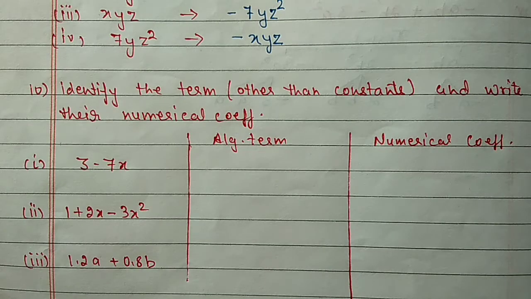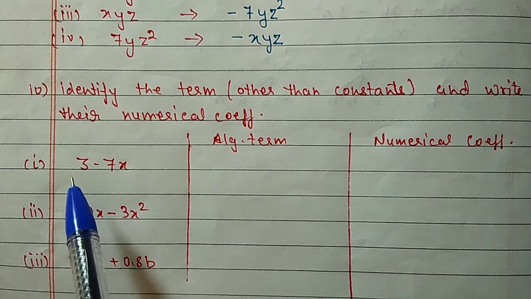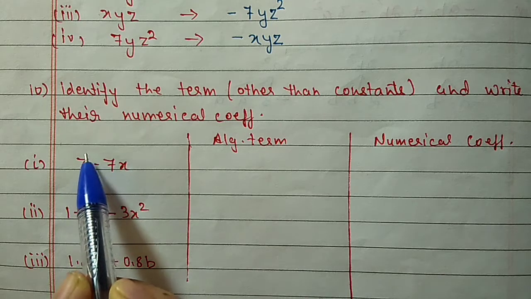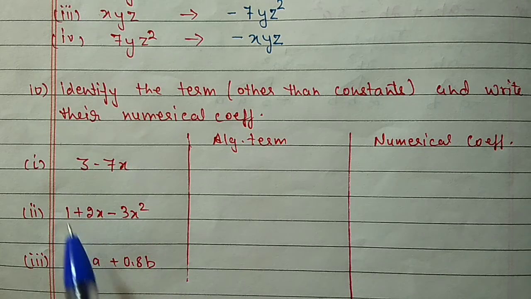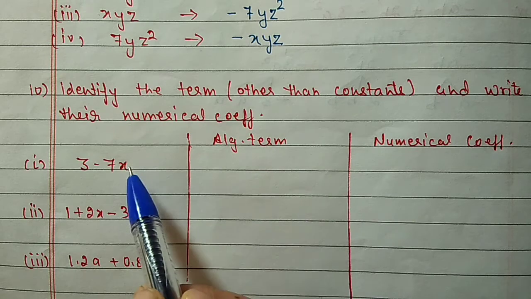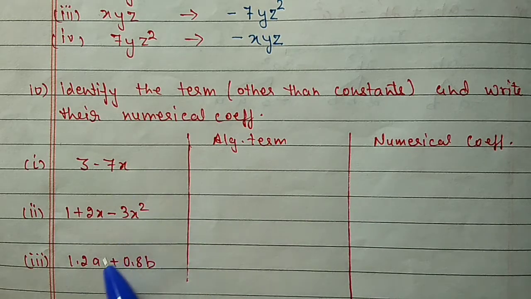Next, question number 10. Identify the term other than constant and write their numerical coefficient. Other than constant means this constant term which is not multiplied with any variable. This 3 is the constant term. Here 1 is the constant term, and here we don't have any constant term. So only the algebraic term we have to find out. Algebraic term means where some variable is multiplied.